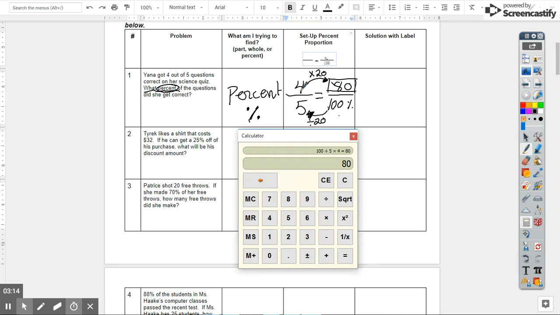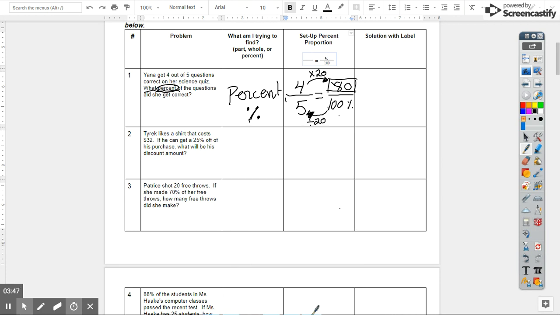Or I can go the other way. I can do 4, divide 5, and that gives me a relationship between 4 and 5. 4, divide 5, and my relationship is 0.8 here. And then I do times 100, and that gives me 80. So it doesn't matter which way I do it. I always divide and then multiply, and I end up with the correct relationship.